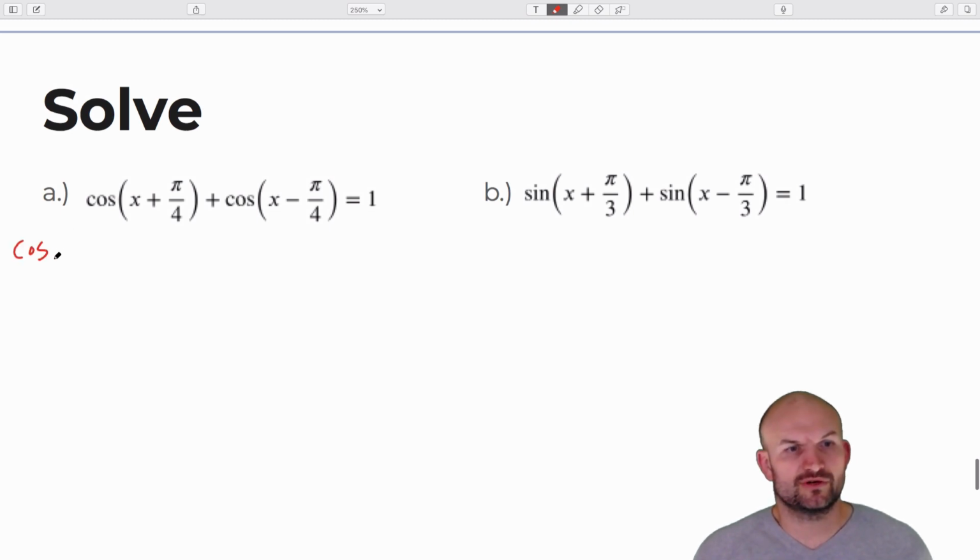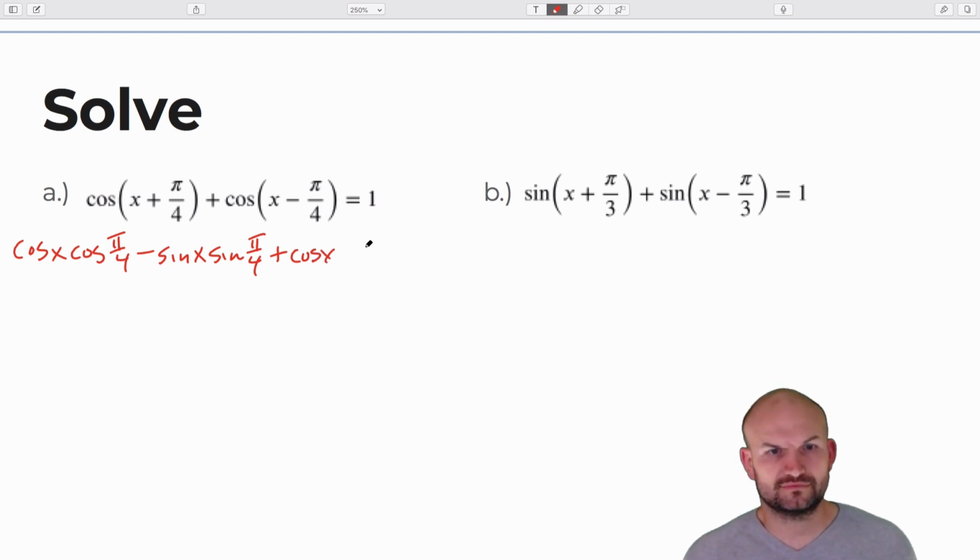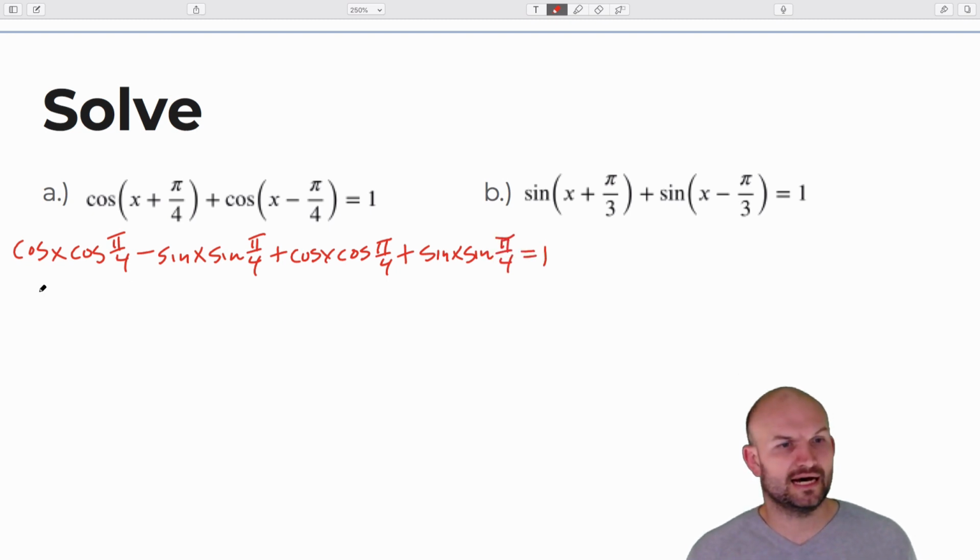So let's do cosine of x times the cosine of pi over 4 minus the sine of x times the sine of pi over 4. It's a plus, so I don't need to use parentheses. This is going to be the cosine of x times the cosine of pi over 4 plus the sine of x times the sine of pi over 4 equals 1. It's a lot. All right, so this becomes a cosine of pi over 4 is square root of 2 over 2 times the cosine of x.